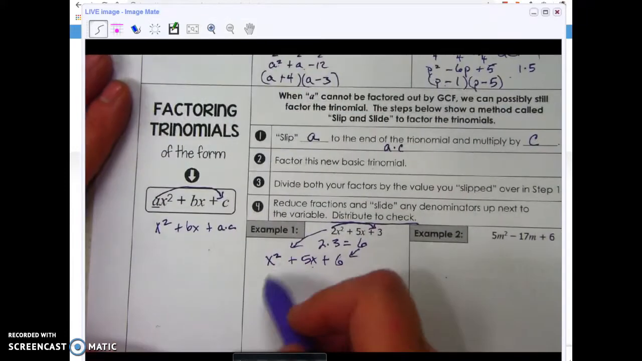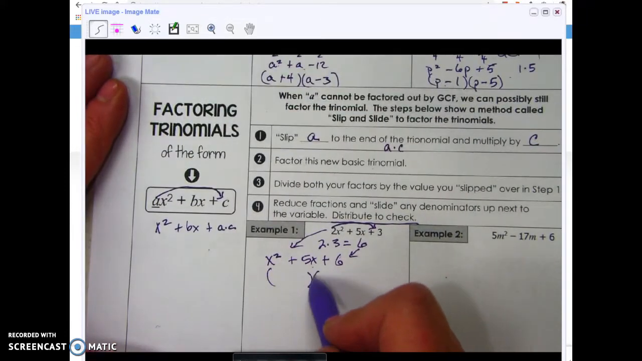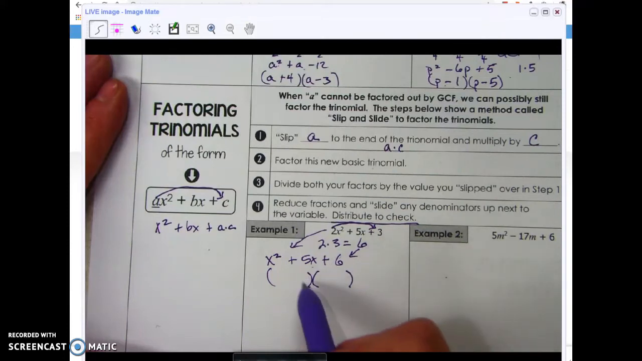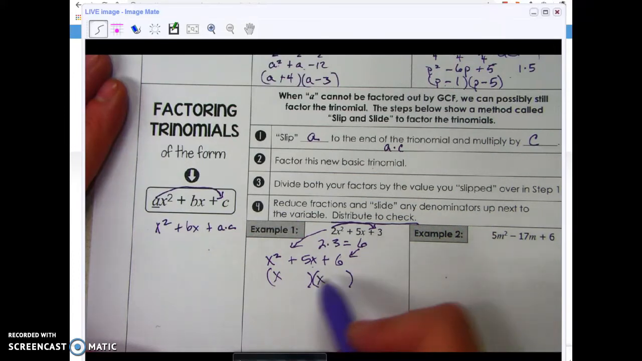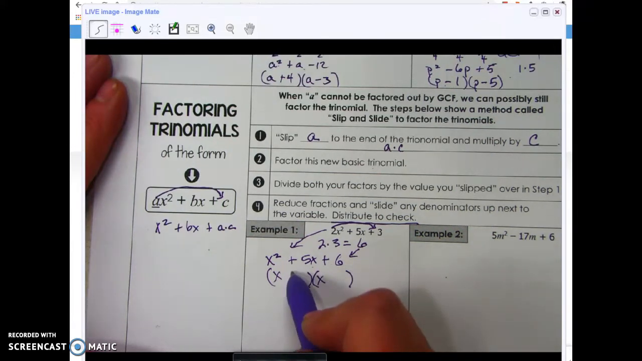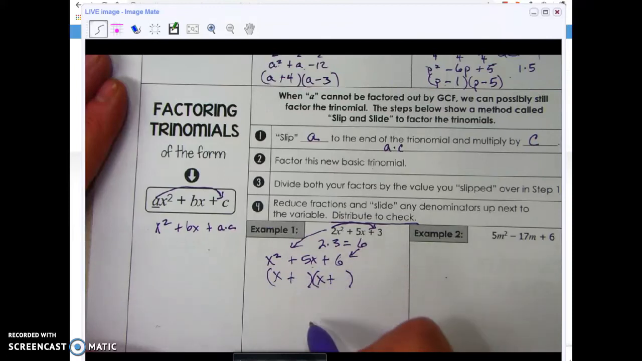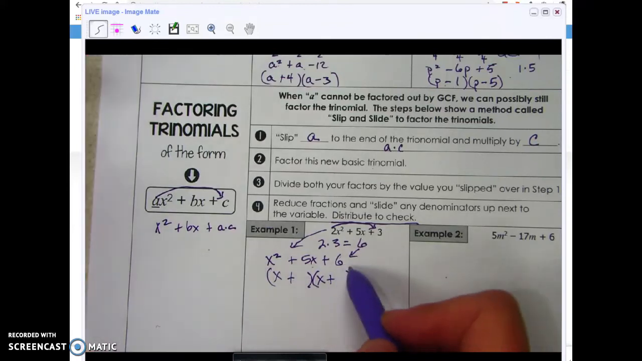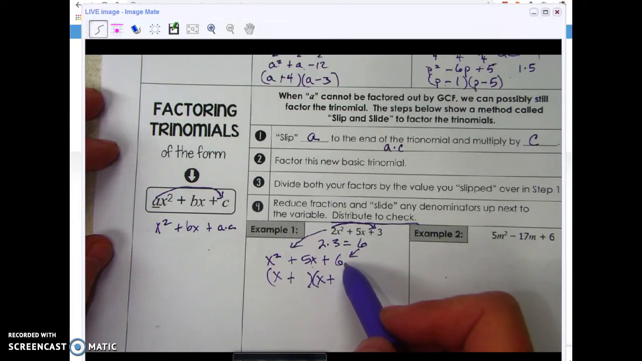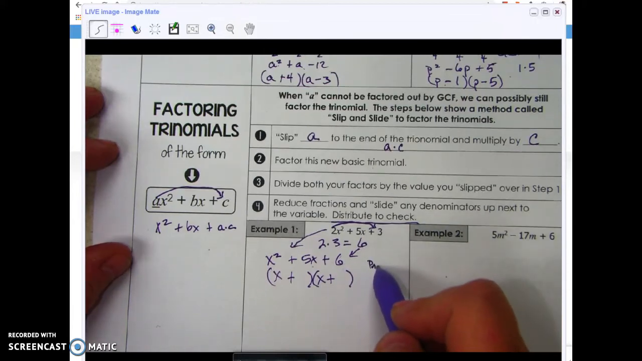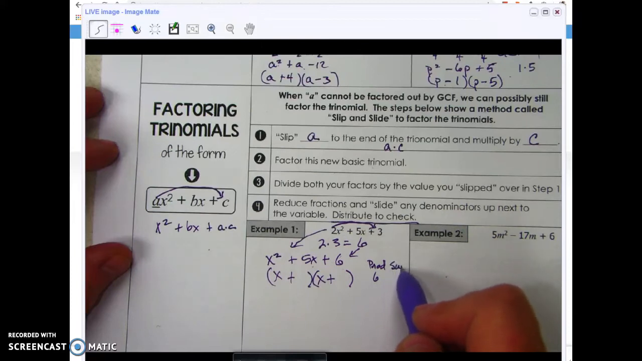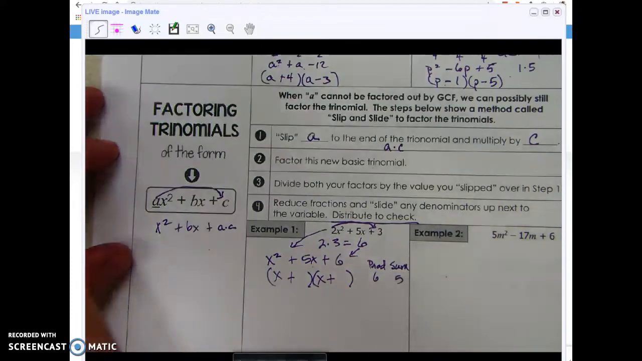Now I factor that. Parentheses, parentheses. Okay, what is my only option now? X and x. It's the only thing I can have there. Everything is positive, so I'm going to put a plus and a plus. So now I'm looking for a number 6. I need a product of 6 and a sum of 5.